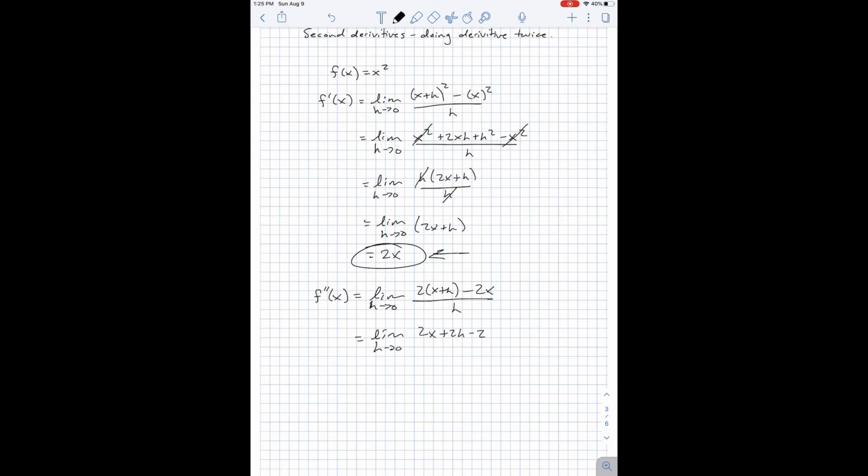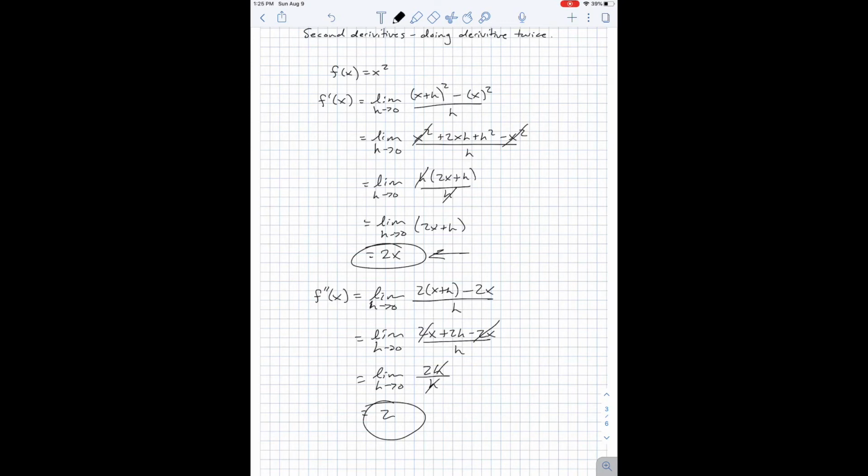This becomes 2x plus 2h. And my non-h terms cancel. And in this case, I'm only left with one term on the top and the bottom. So I don't have to factor. I can just cancel the h. And I get a straight up 2. There's no h's left. It's just 2. And that is my answer. That's the second derivative. So that's how those work. You just do it twice.